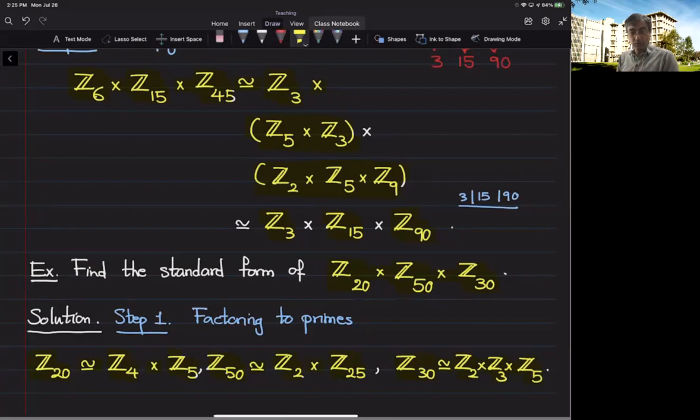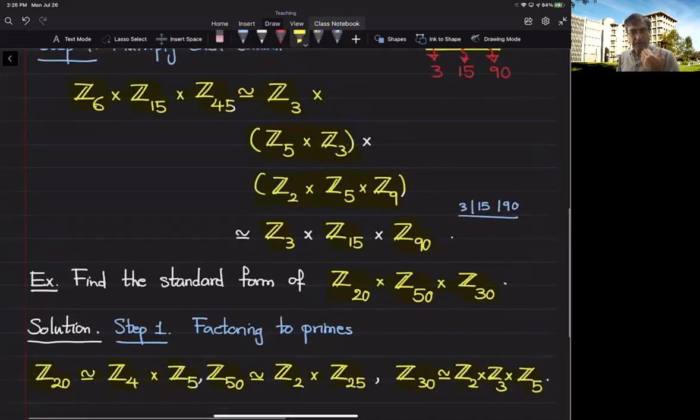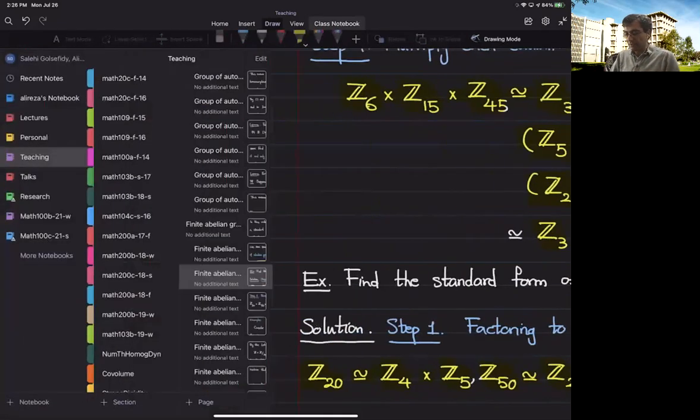Now again, I'm going to regroup them in terms of powers of primes. So I ask myself, which of these blocks are powers of 2? I have Z sub 4, Z sub 2, and Z sub 2. How about powers of 3? I have Z sub 3, only one block of 3. How about powers of 5? Z sub 5, Z sub 25, and Z sub 5. So there are three blocks for powers of 5.